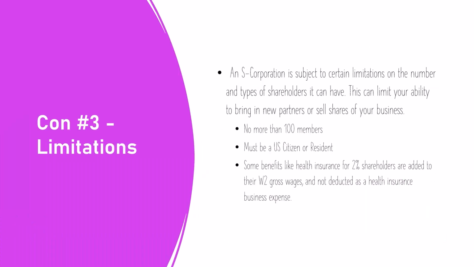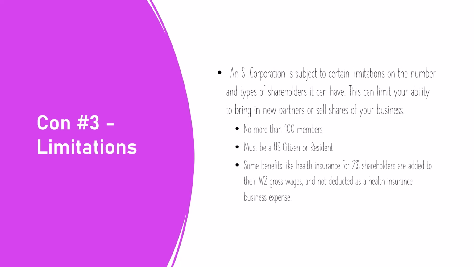So again, I did put this again, and the limitations, which is the same as the restrictions about how many people that you can have. And another limitation is if you are a 2% or higher shareholder, which most of you will either be 100% shareholder, or if you have a partner, probably 50% shareholder. So if you are getting health insurance for you and for your family, if there's no other health insurance available for other family members, it would be part of your gross wages. It would not be deducted as a health care benefit.